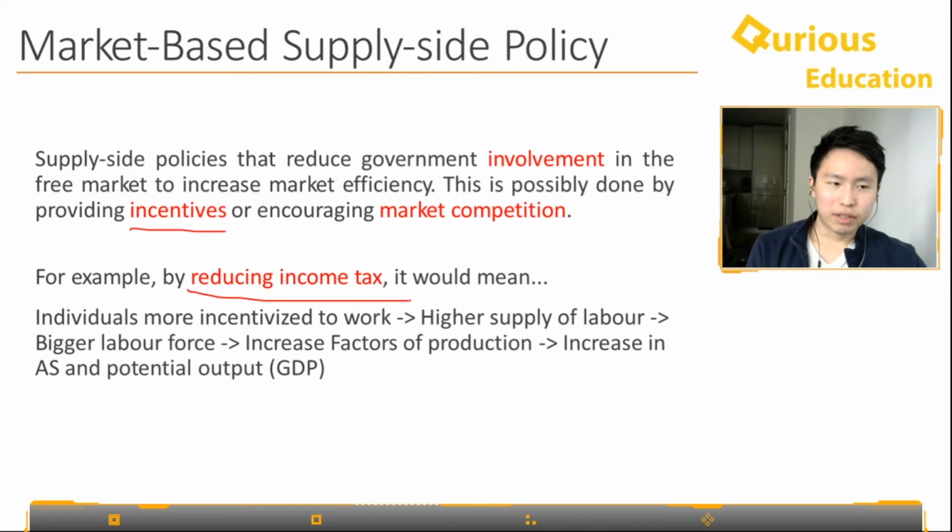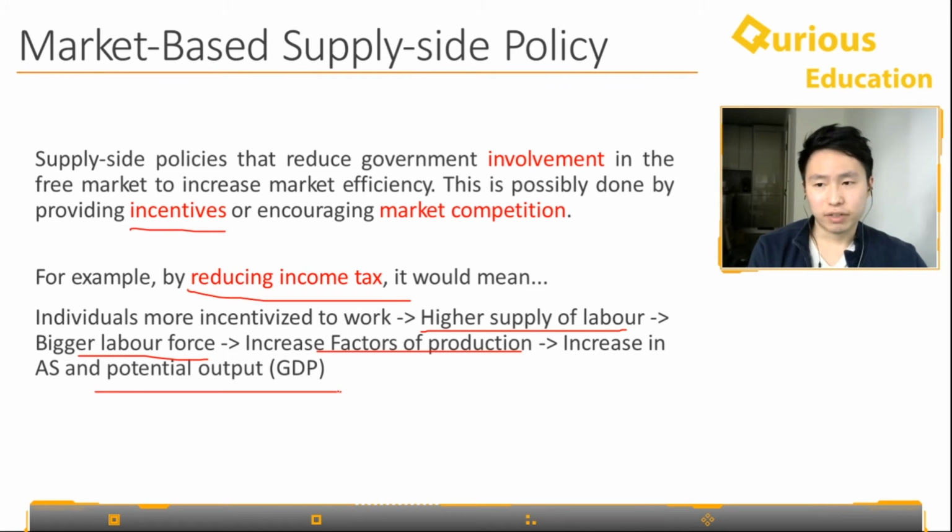So for example, if we reduce income tax, supposedly, in theory, people would be more incentivized to work because they'll be earning more money, since they will be keeping more of their money by paying less taxes. And as a result, there should be a bigger supply of labor in the economy, and this means a bigger labor force and increasing factors of production, and it will increase our GDP output, right? So we'll be able to produce more goods and services, and our AS will shift to the right.